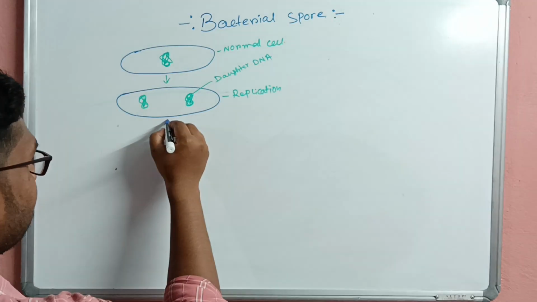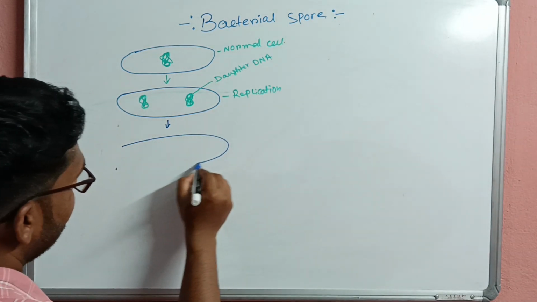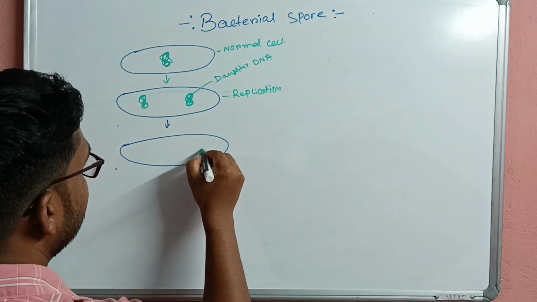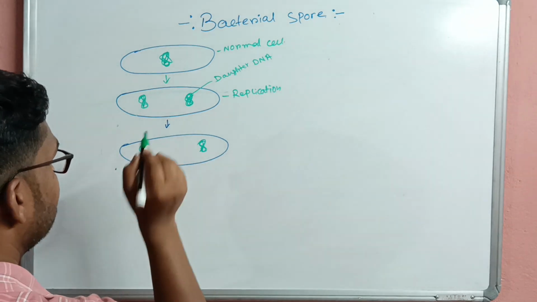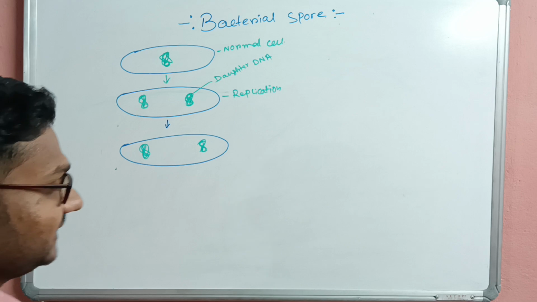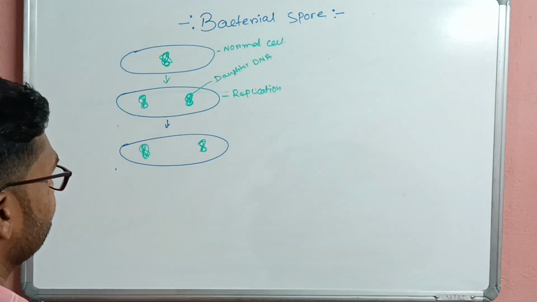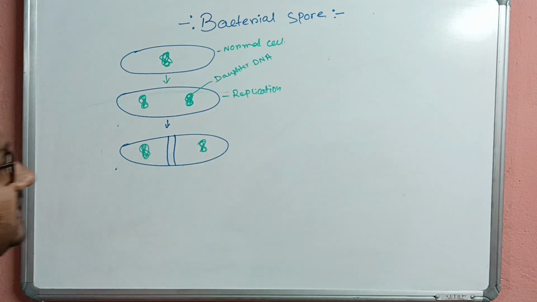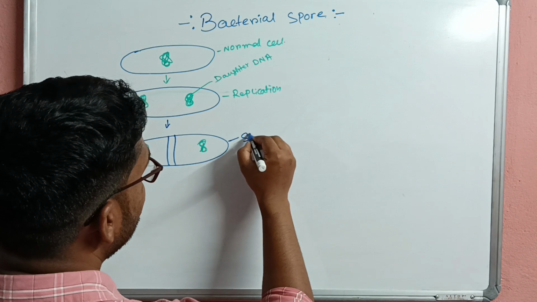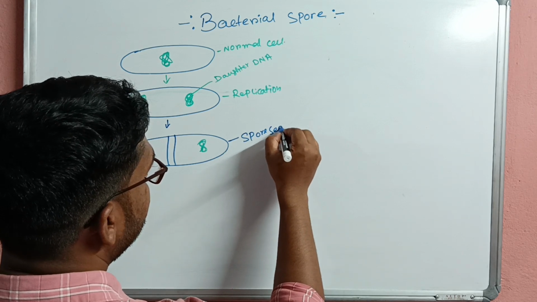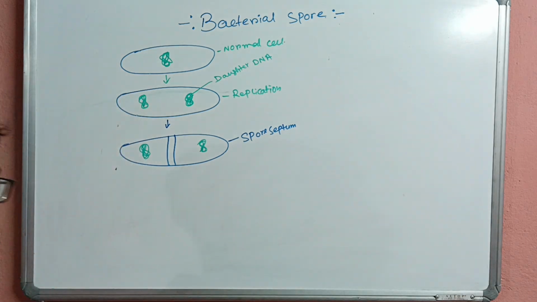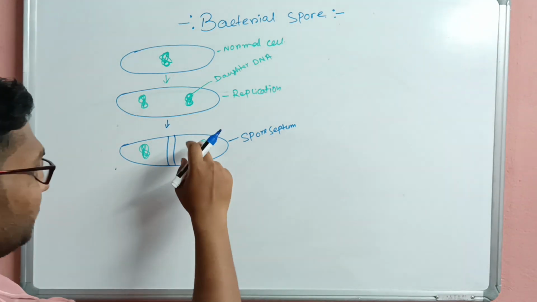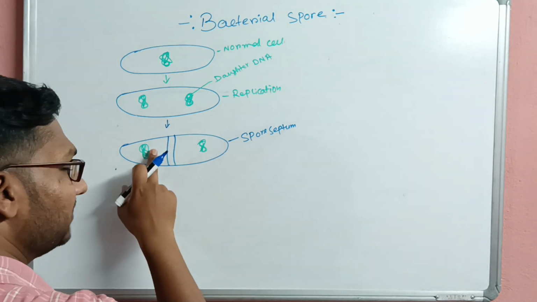Next, after replication of the chromosome, it makes a septum like this. Septa means separation. This is called the spore septum. This one is the daughter DNA, and this one is the parent DNA.